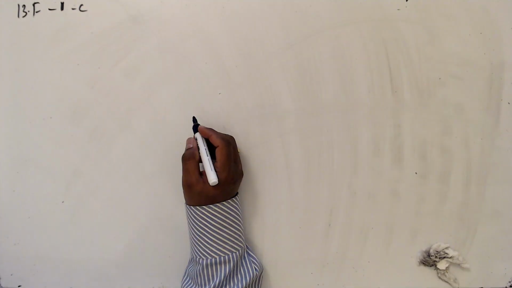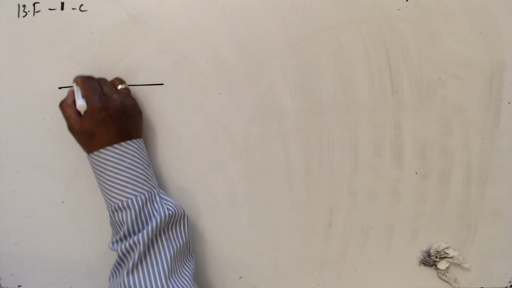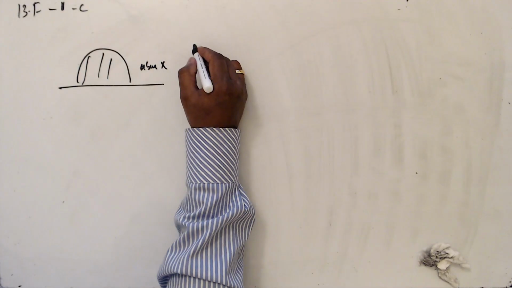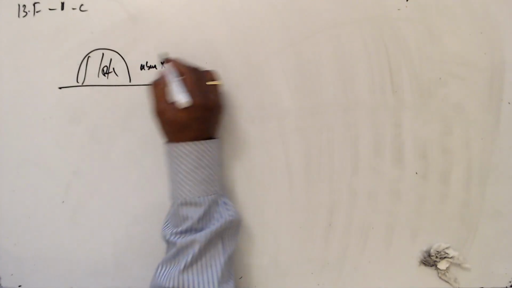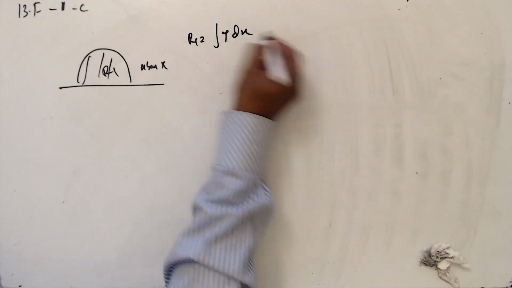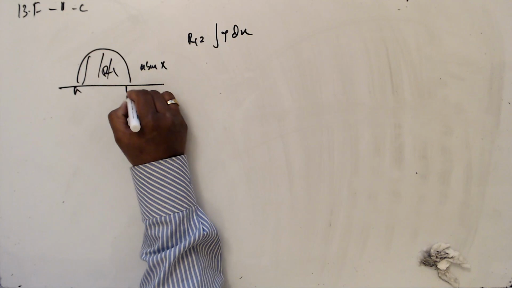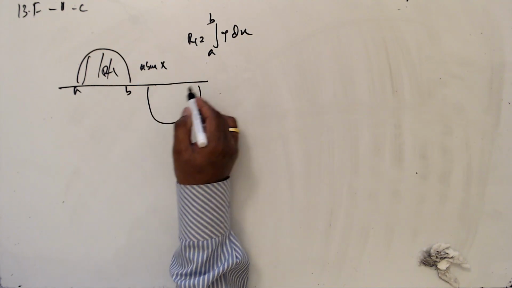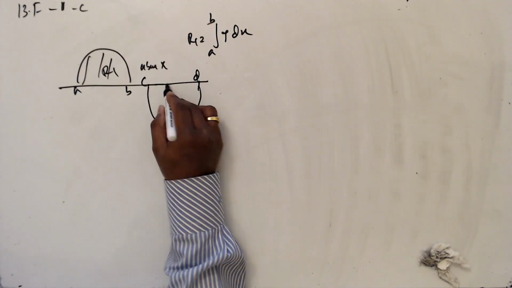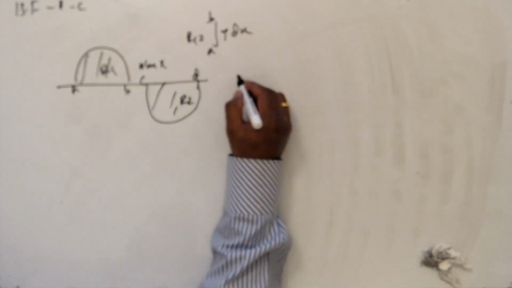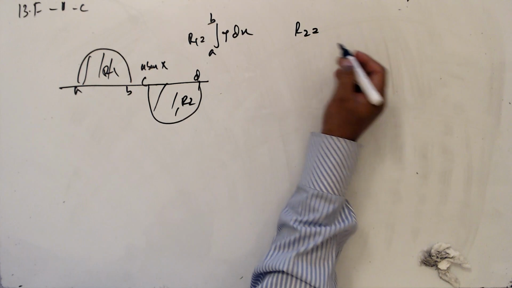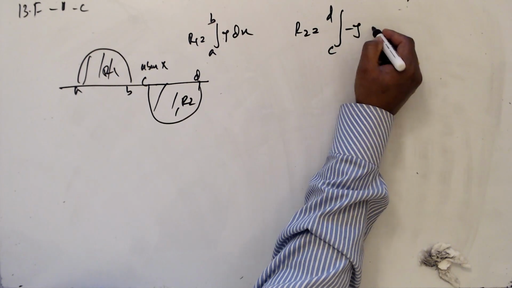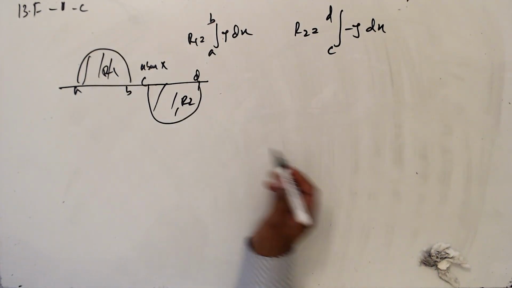In summary, if we have a positive region above the x-axis, then the R1 area is the integral of y dx, from A to B. If we have a region below the axis, from C to D, R2, then R2 has to be the integral from C to D of negative y dx. It has to be negative.